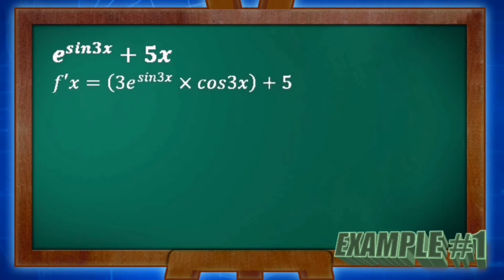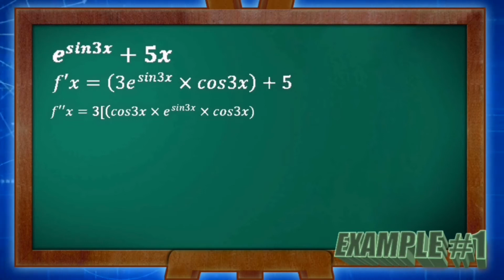For the second derivative, we need to find first the derivative inside the parentheses. Since we need to multiply, we will use the product rule of derivatives. Before that, we need to move out first the number 3. So, 3 times open parenthesis, then apply the product rule. Cosine 3x times e raised to sine 3x times cosine 3x plus e^(sine 3x) times negative sine 3x times 3. For the derivative of 5, it is 0.